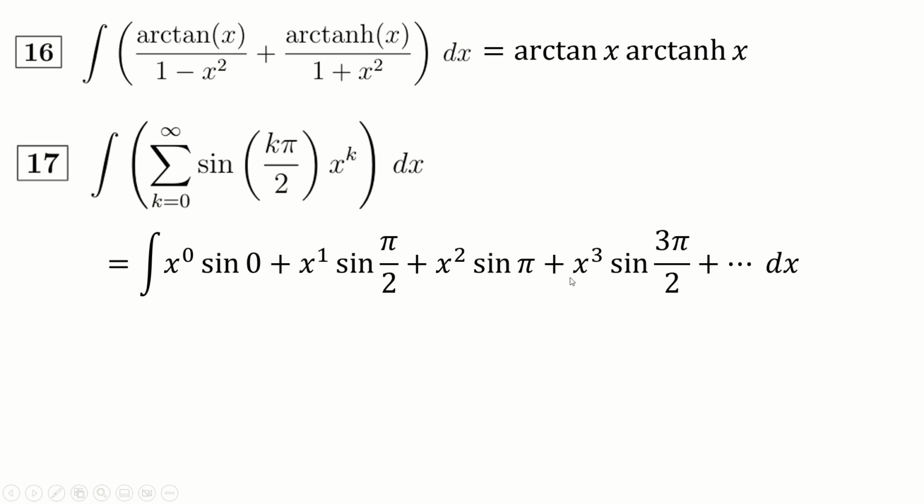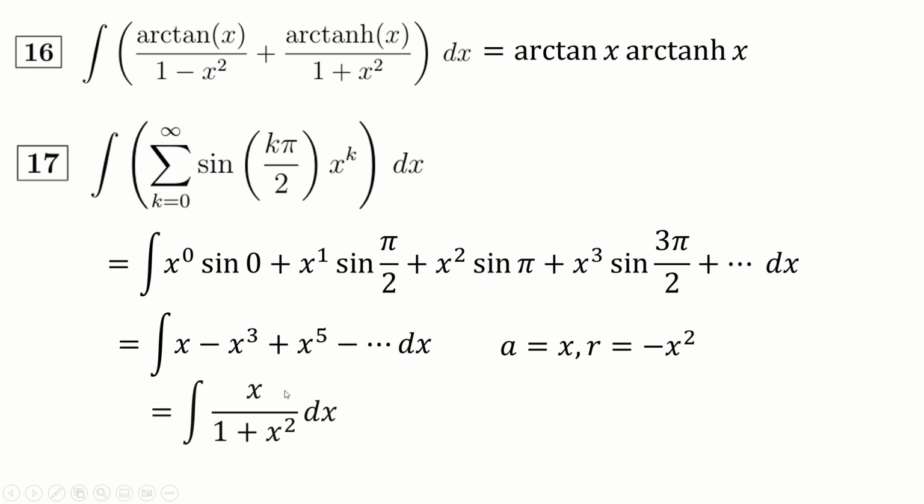This is minus 1 to make a minus, and then the next one will be 0, and the next one will be 1, and then minus 1 and 1. You'll end up with this series here, which is an infinite series starting at x, and then having an r of minus x squared. So therefore it's just a over 1 minus r, which is a over 1 plus this thing, minus minus. And of course this just integrates to a half log of this thing, because this differentiates to x, so you just need to halve it, and you'll get your answer.